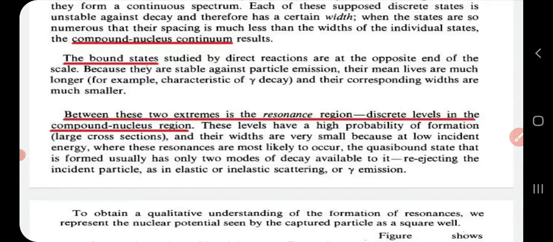Now, between the compound nuclear state and the bound state, you have a resonant state or resonance region, which can also be defined as a discrete level in the compound nucleus region. These resonance states have a high probability of formation and their width will be small, because at low incident energy, the quasi-bound state that is formed will only have two modes of decay. One is re-ejecting the incident particle in the form of elastic or inelastic scattering, and the other is gamma emission.